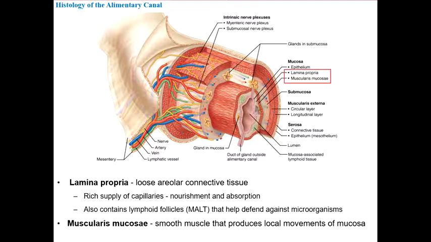And then if we move outward or superficially from the lamina propria, we get to the outermost sublayer of the mucosa, and that's the muscularis mucosae, which we can see right here. And that's smooth muscle that produces local movements of the mucosa.